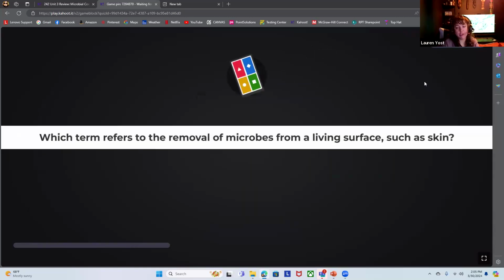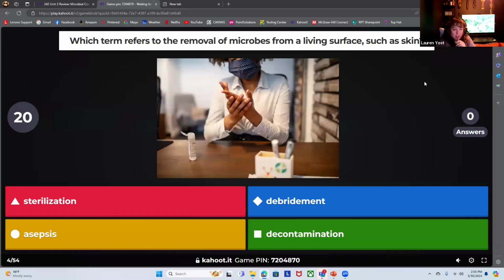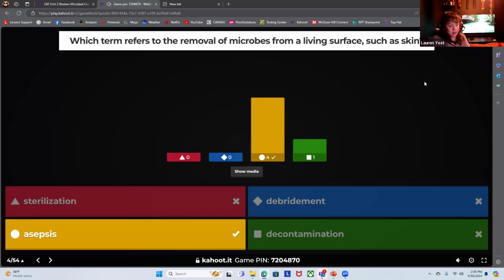All right, which term refers to the removal of microbes from living surfaces, like the skin, of course? Right, good. So this is going to be asepsis. You can also call it antisepsis. It honestly is the same thing, really, when you break it down.